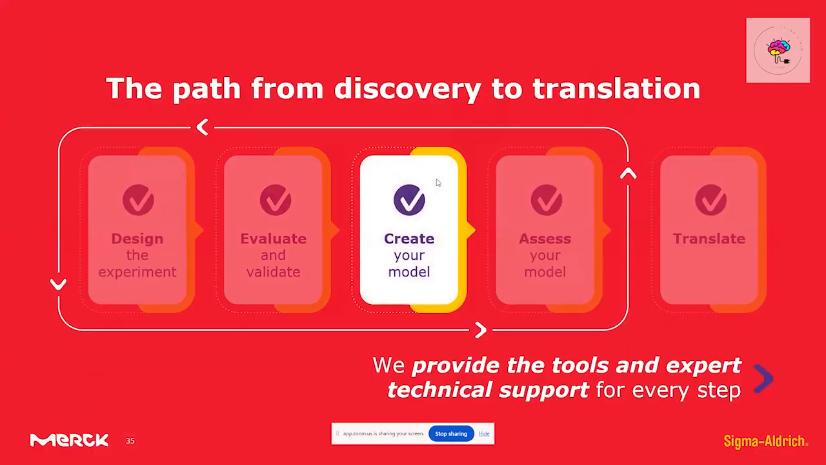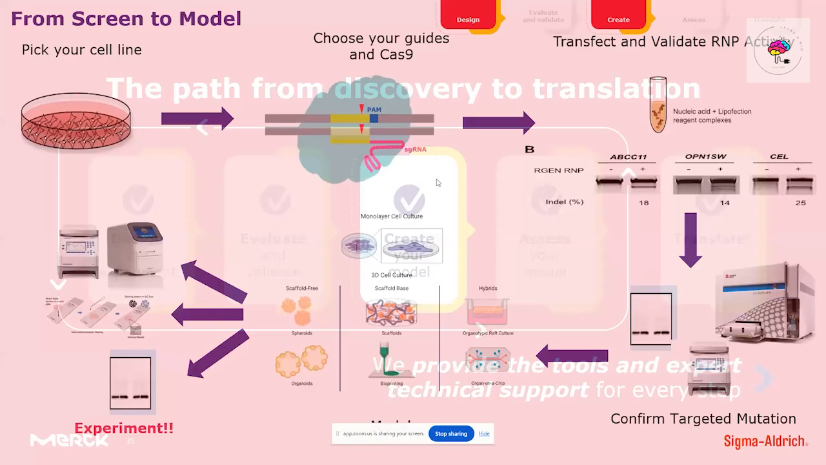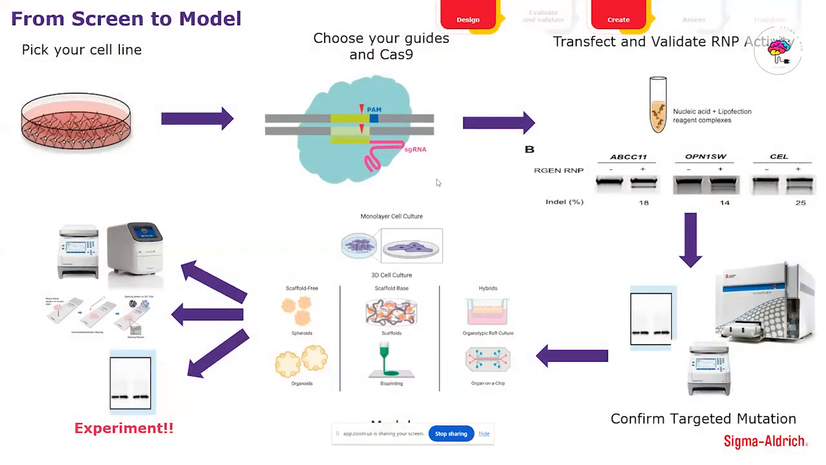So creating your model, here I know that all of you are zebrafish enthusiasts, but of course, you can also pick your cell lines. So you choose your guides and Cas9, and then transfect and validate the RNP activity. Then you confirm the targeted mutation, and then you move into your model, either this 3D cell culture or the 2.5D cell culture, and then to your experiment.